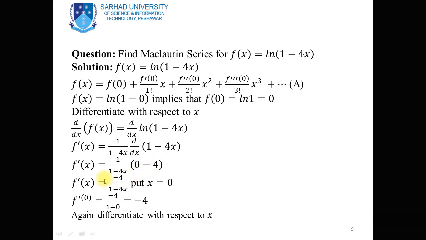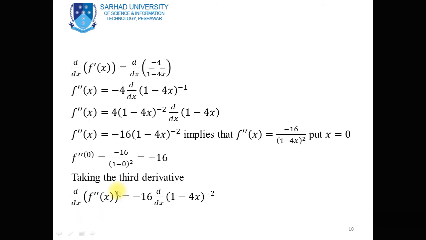Now this is the first order derivative, which is equal to minus 4 divided by 1 minus 4x. Now putting x equal to 0 in this result, we obtain minus 4 divided by 1, which is equal to minus 4. Now for the second order derivative, we take the derivative of the first order derivative with respect to x. For the second order derivative, we can write minus 4 divided by 1 minus 4x as minus 4 into 1 minus 4x whole power minus 1.